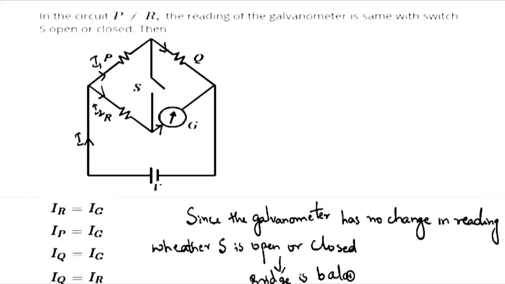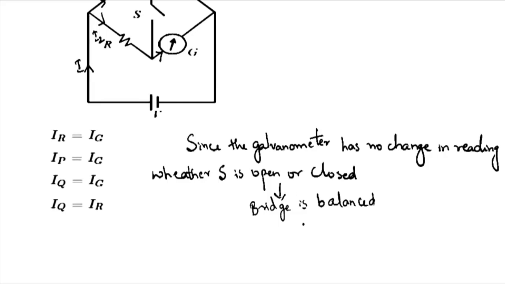So this means that the bridge is balanced, and when the bridge is balanced, what will be the consequence? You can say that the current through S is 0. So IS will be equal to 0. And when the current through S is 0, it means that whatever current is flowing across R, the same current will flow across G. So IR will be equal to IG, and whatever current flows through P, the same current flows along Q also. So IP will be equal to IQ.